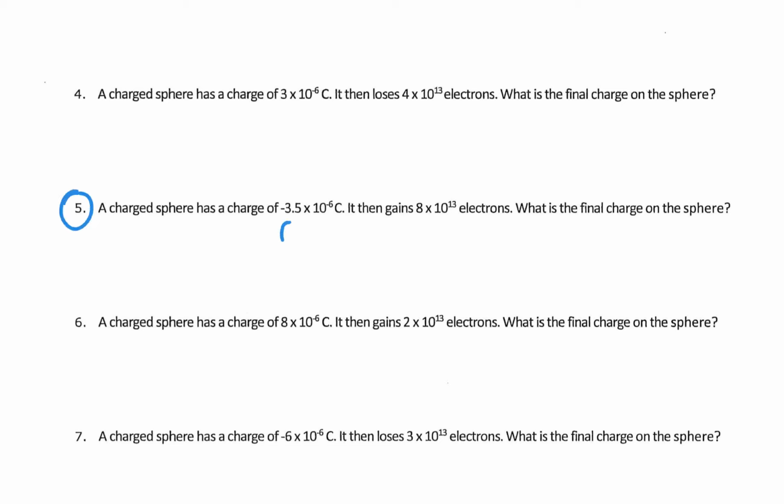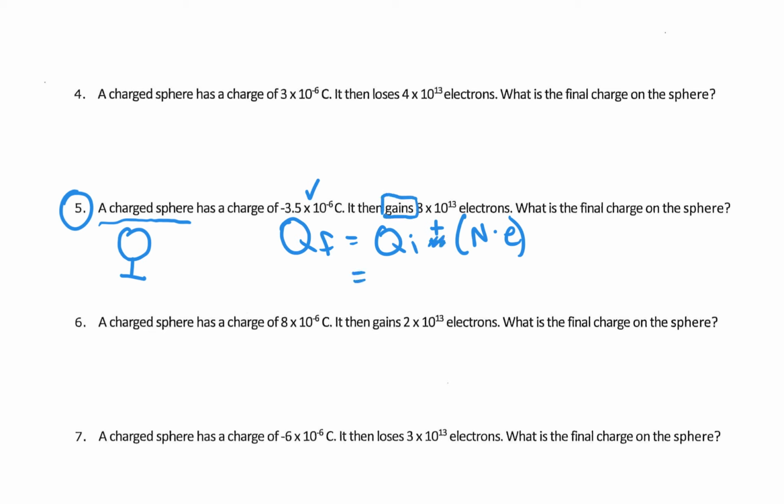So the formula that we're generally going to use is Q final equals Q initial, and then we're going to ask ourselves, is it plus or minus N times E. So let's read the problem once and see if we can figure it out. We've got a metal charged sphere, some kind of object that looks like this, and it has a charge, so there's my Q initial, and it gains. In this case, it's not really bold, but we can see gains, so we know that it must be plus. So let's start plugging in.